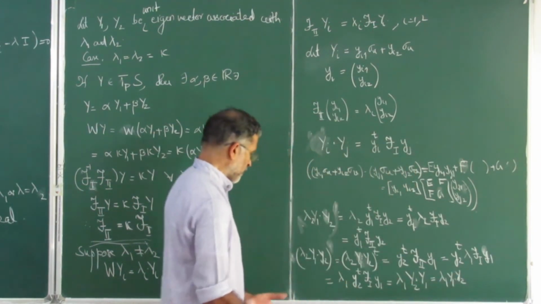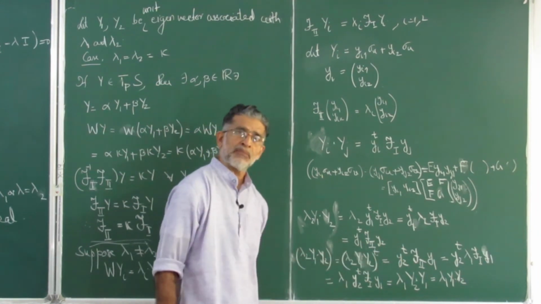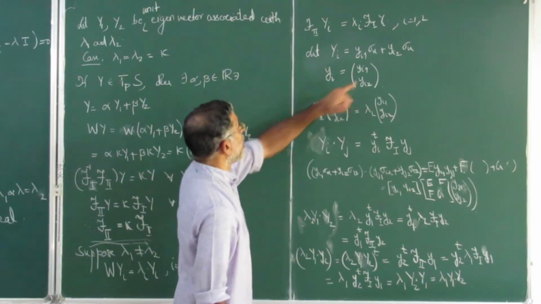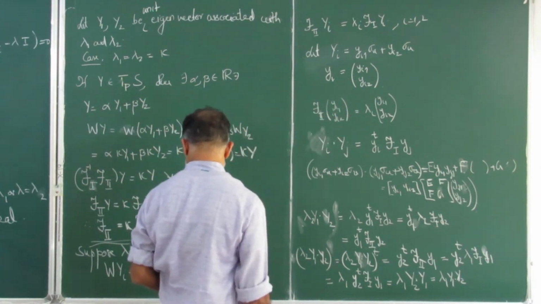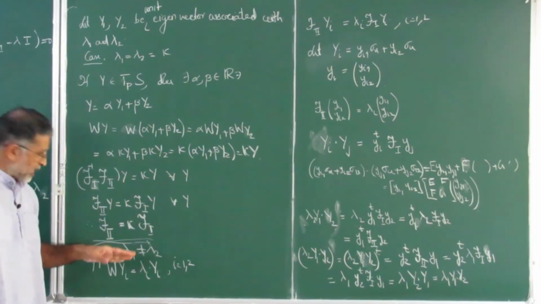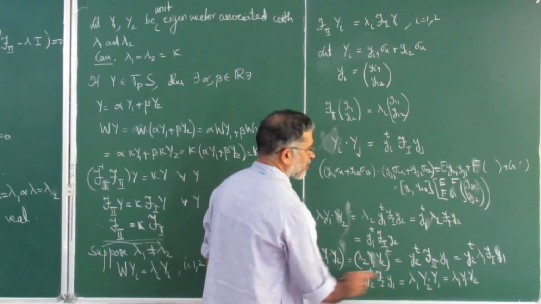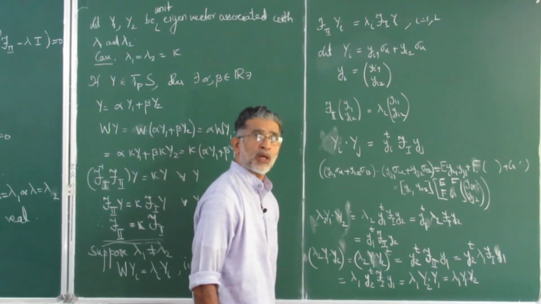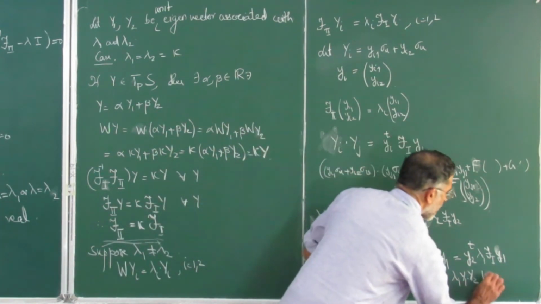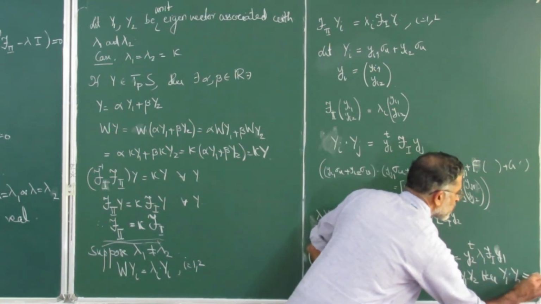So what have we proved? Lambda 2 y1 dot y2 is the same as lambda 1 y1 dot y2. But lambda 1 is not equal to lambda 2. If lambda 1 equals lambda 2, the arguments are different. If lambda 1 is not equal to lambda 2, this means lambda 1 minus lambda 2 times y1 dot y2 is 0. But lambda 1 minus lambda 2 is not equal to 0. So hence y1 dot y2 equals 0.